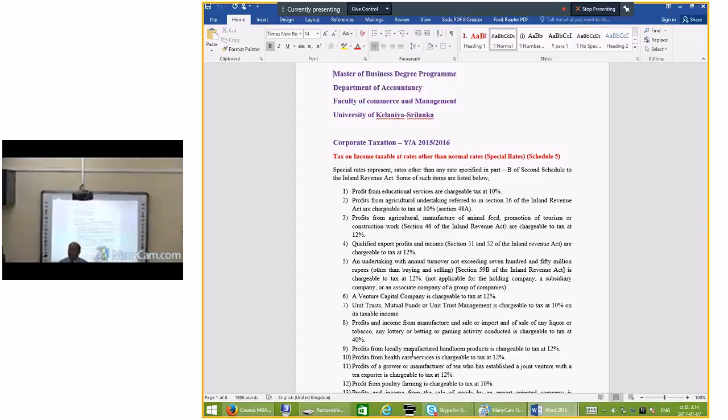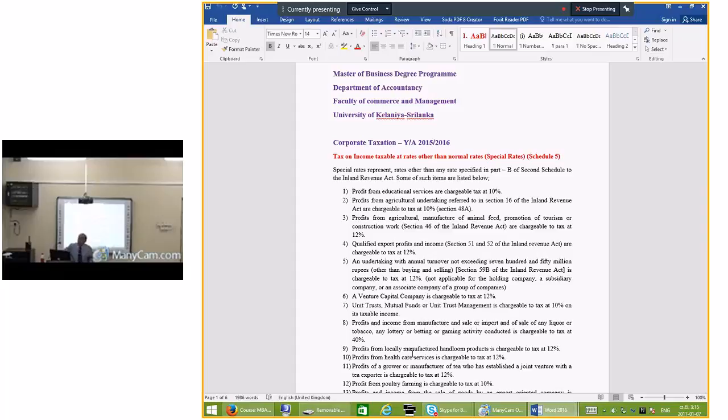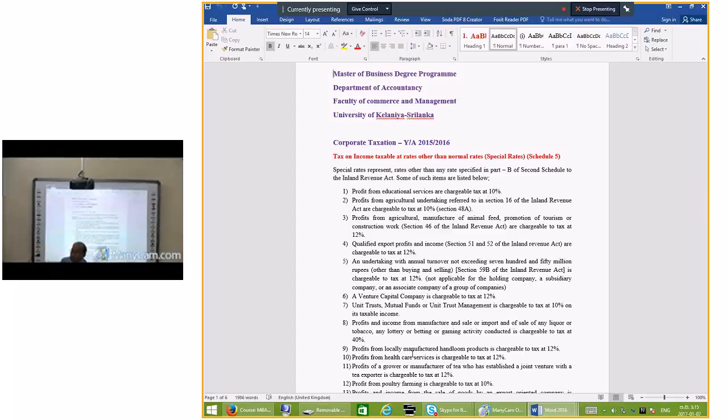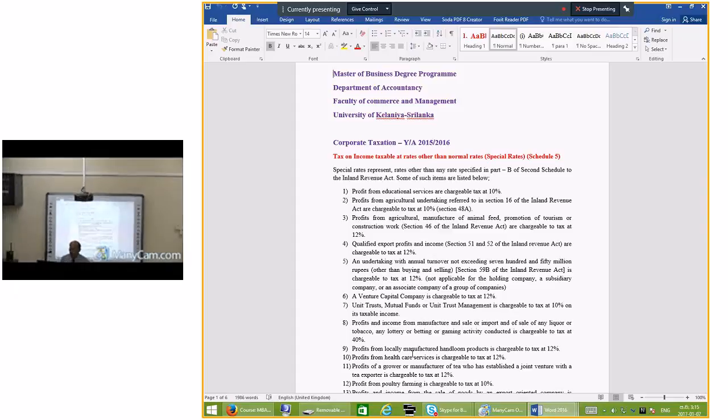Before explaining the tax rates and all, I would like to explain that in corporate taxation, here we learn how to compute the corporate income tax and dividend tax. For that purpose, we need the taxable income, dividend declaration and also the distributable profits.